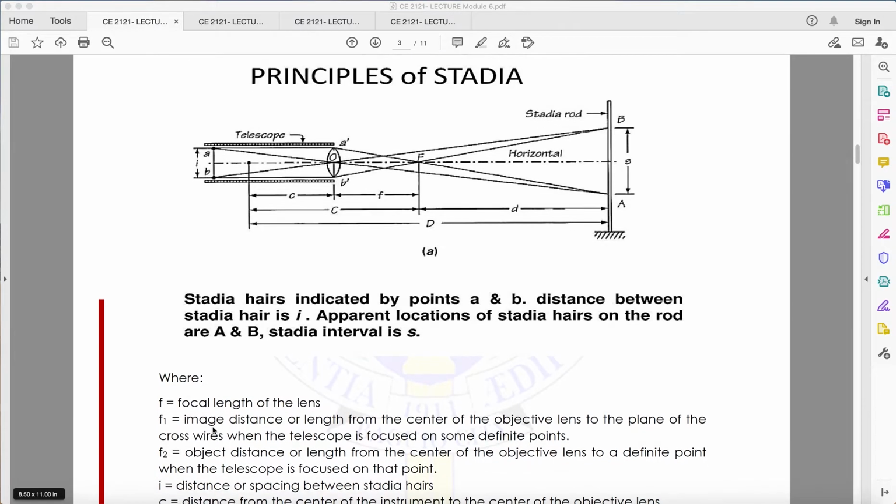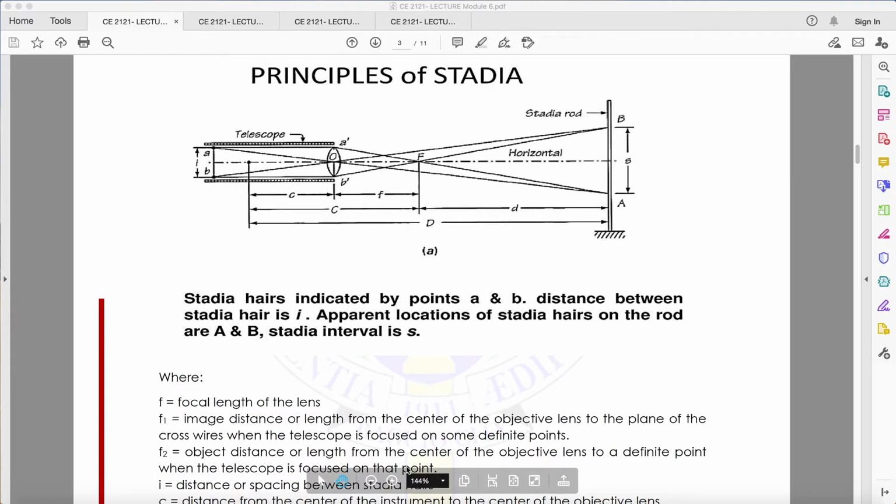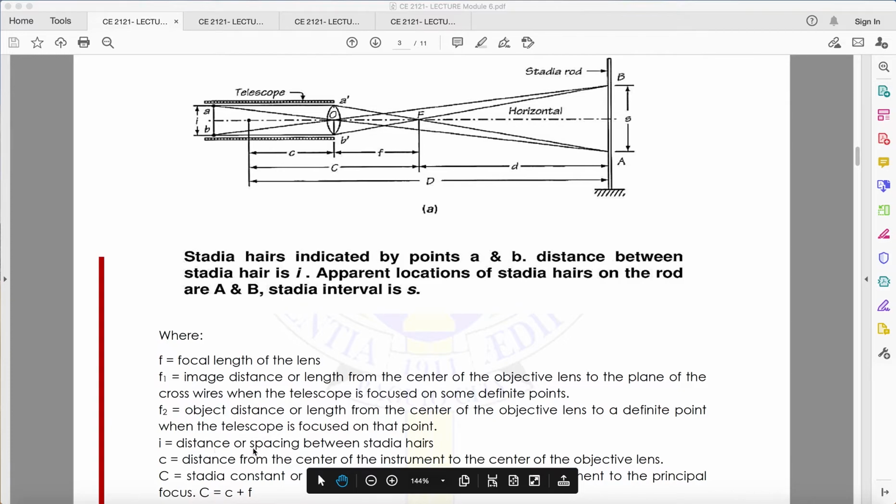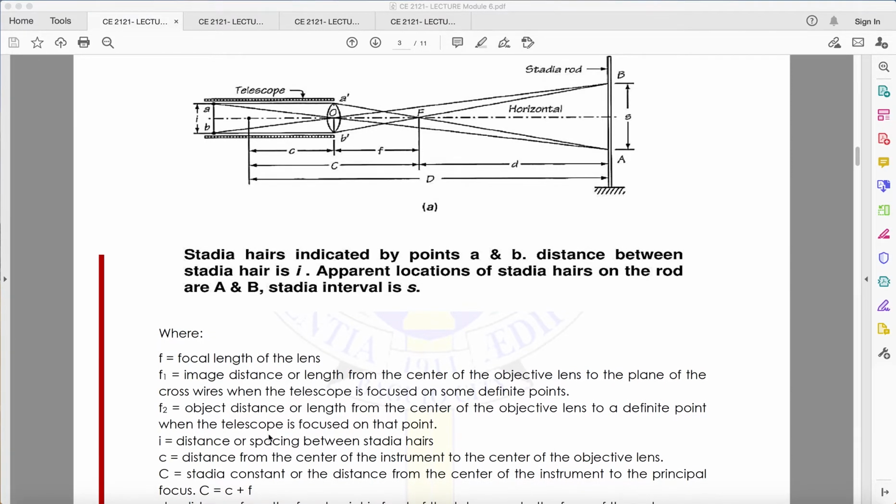Then f1 is the image distance or length from the center of the object lens to the plane of the cross wires when the telescope is focused on some definite point. While f2 is the object distance or length from the center of the object lens to a definite point when the telescope is focused on that point. Okay? So we have the distance or the spacing between stadia hairs. I is the spacing between the stadia hairs.